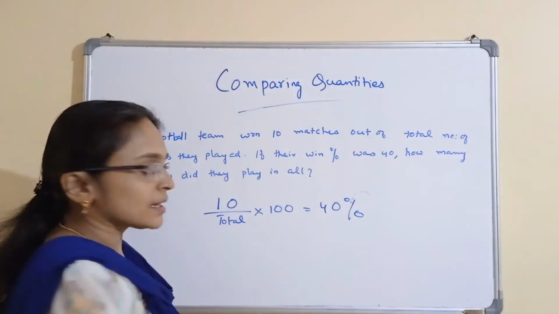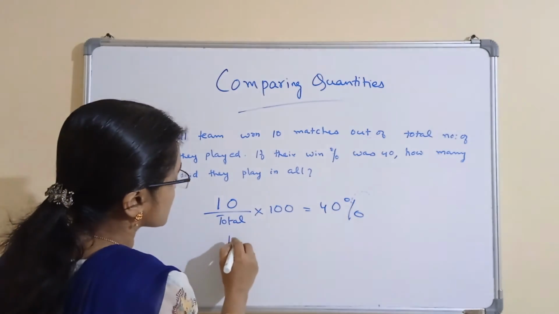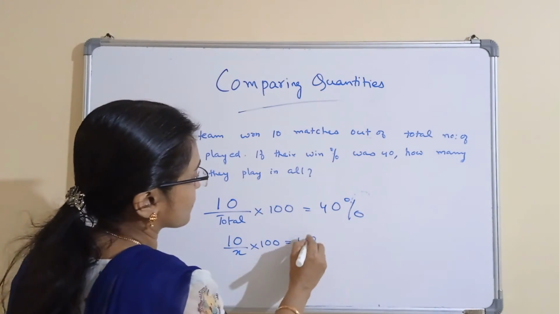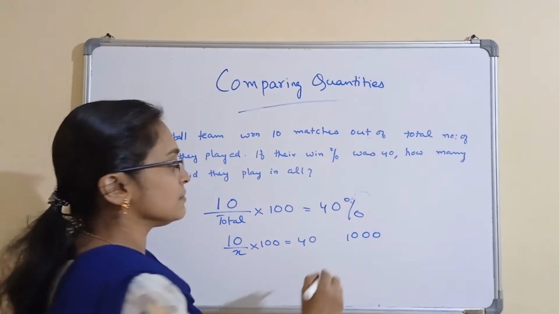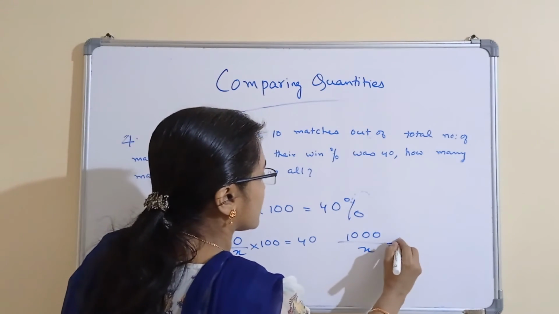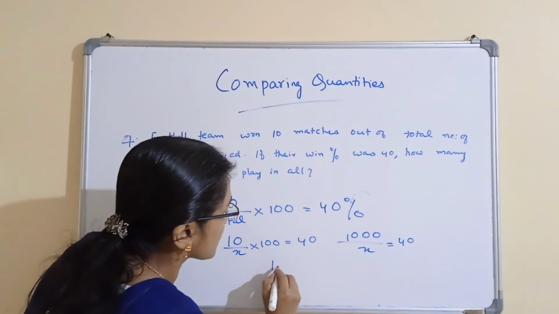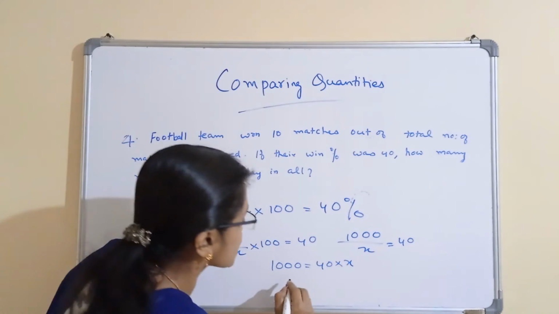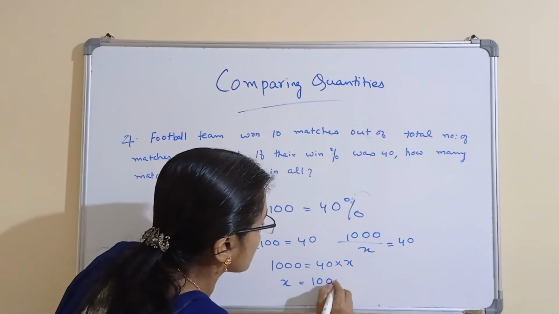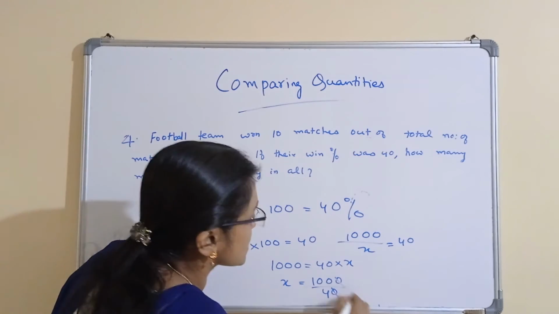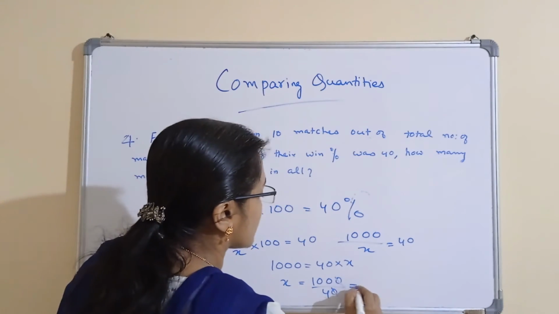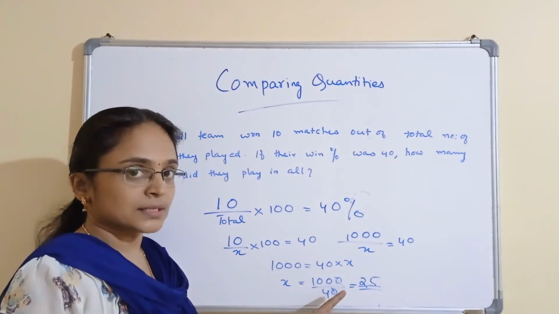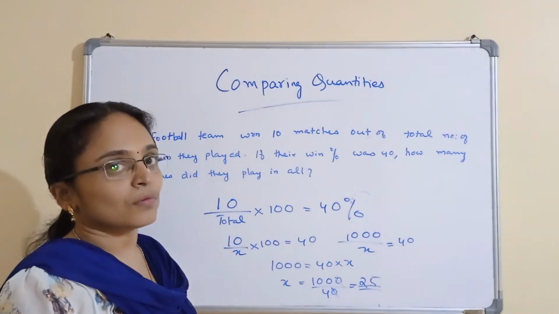So 10 by total, we can consider it as x. So 10 by x into 100 is equal to 40, which means 1000 by x equal to 40. Now cross multiplying we will get 1000 is equal to 40 into x, which means x equal to 1000 by 40. And 0 0 will get cancelled. And 100 by 4 is 25. So the total number of matches they played is 25. Okay.